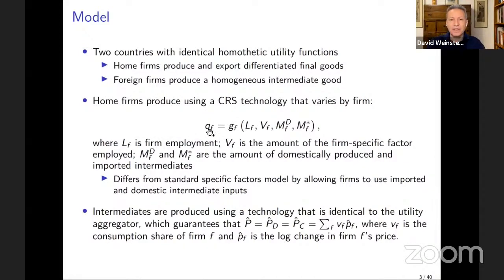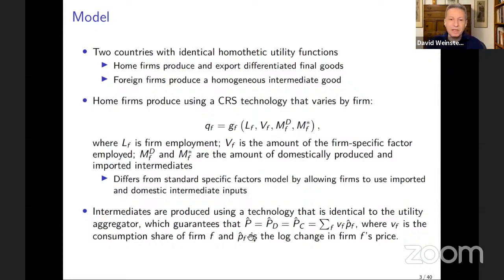The output of firm F is going to be a firm-specific production function, which has elements that are equal to the labor employed by the firm, the amount of the specific factor employed by the firm, the amount of domestically produced intermediates used by the firm, and the amount of imports that the firm uses. This is going to differ from a standard specific factors model in that we've added in domestically produced intermediates and imports. A standard specific factors model will only have labor and capital, which is this LF and VF terms.